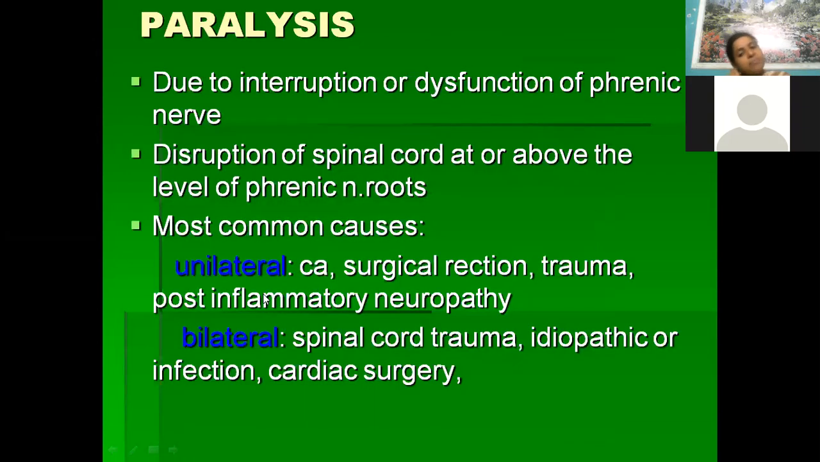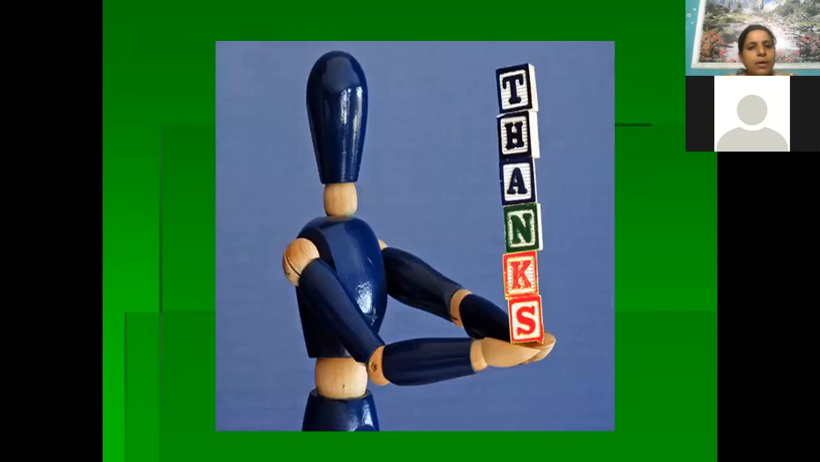Suppose the phrenic nerve is not functioning, it will lead to paralysis. So that is all about the diaphragm, beta. Hope this is clear. And let me check the next question that has been asked by you people.